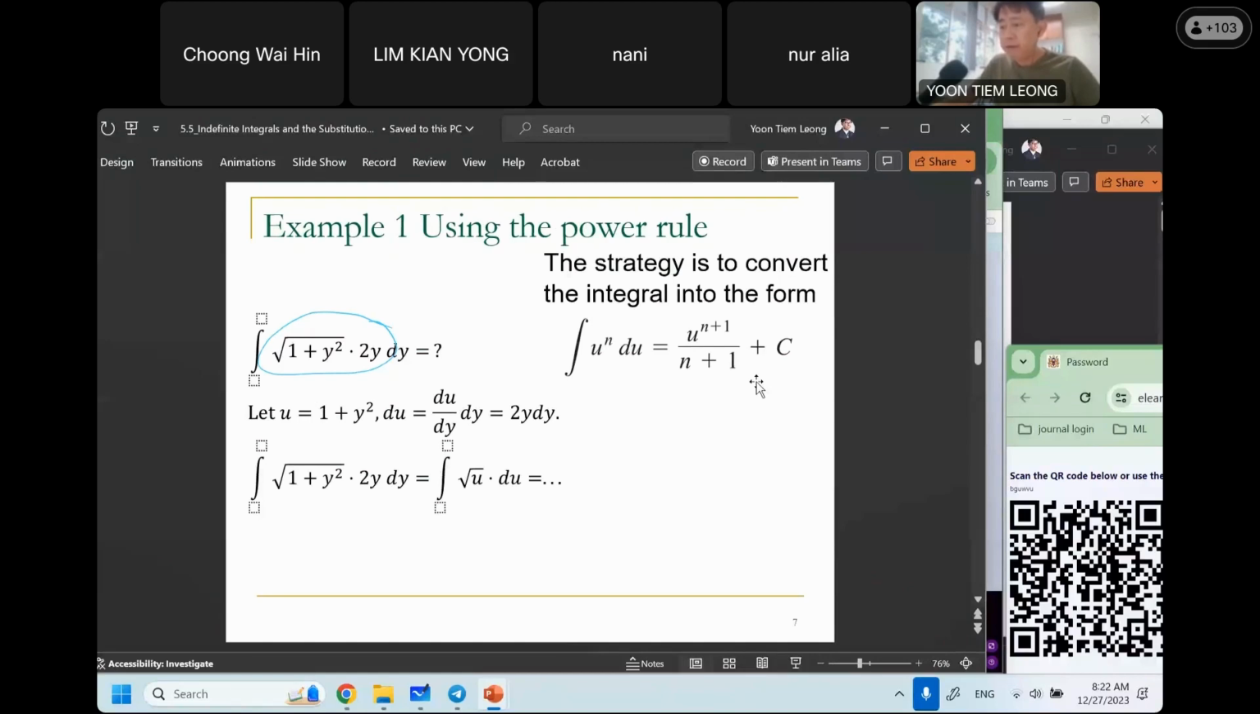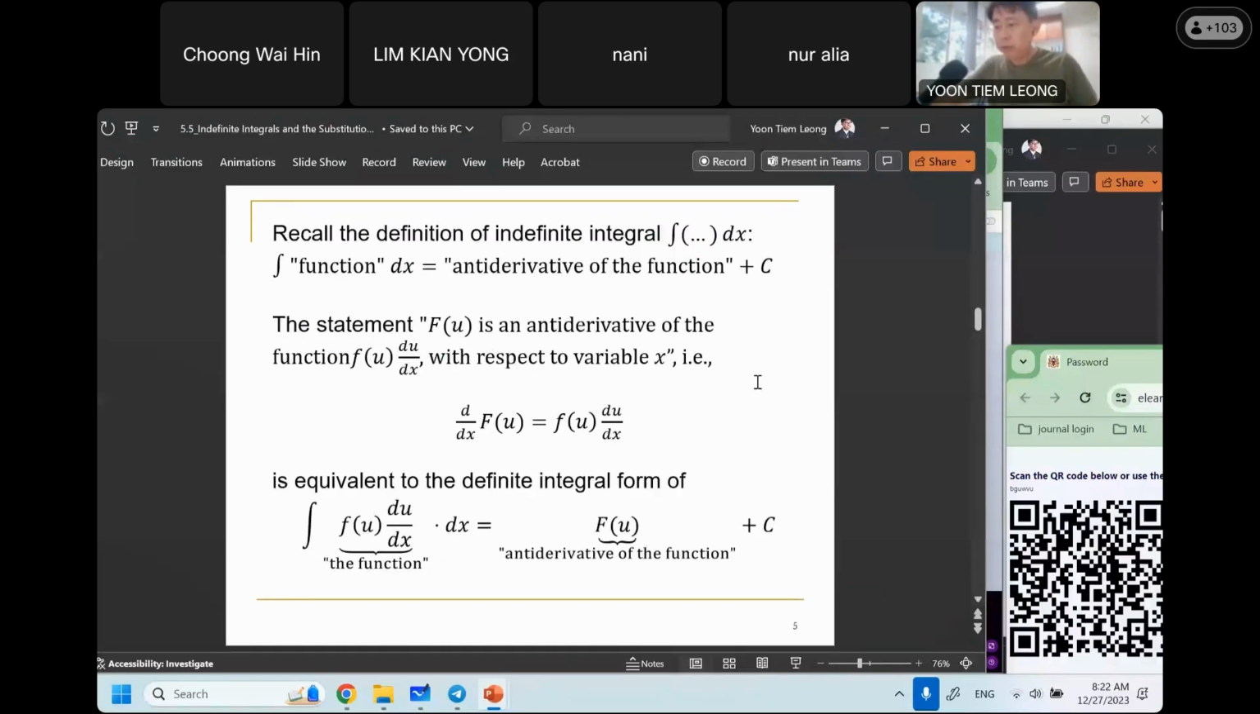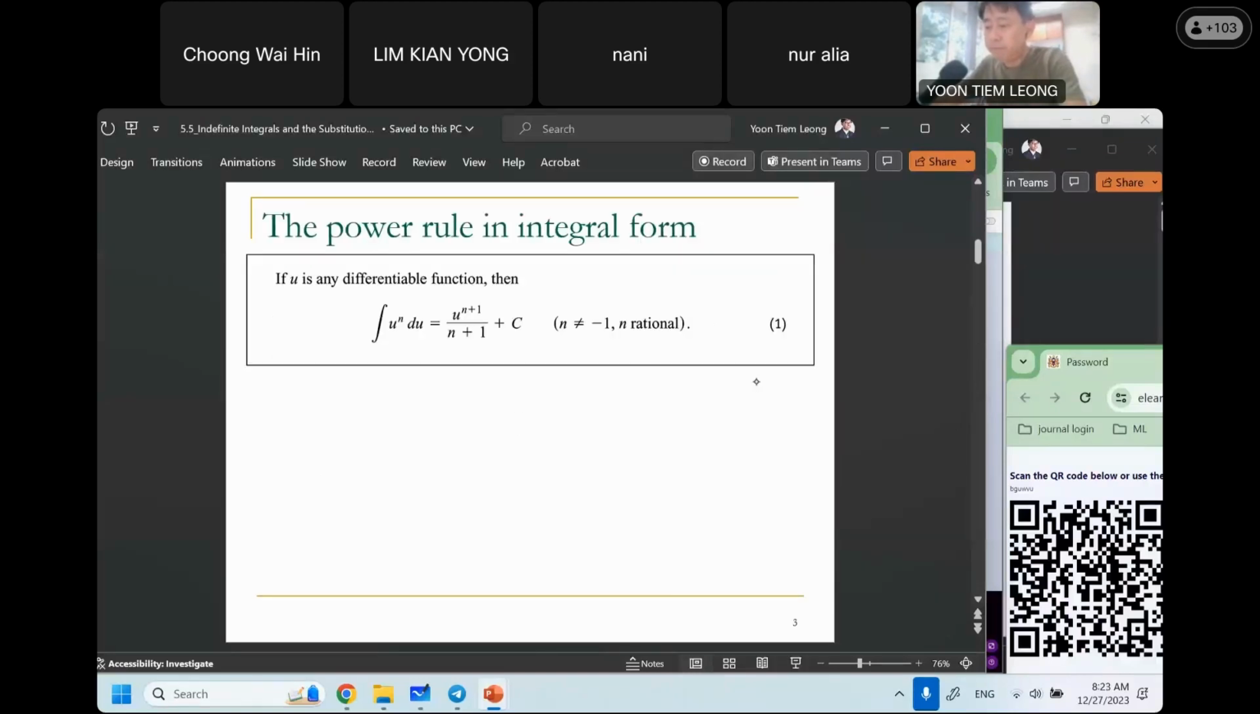So the first thing we are going to learn today as a trick to perform integrations is what we call the power rule. The power rule says that if you have a function in the form of u to the power n and you're asked to integrate it, then you use this formula. Of course, this is just a formula and people use it easily. What I want to do here is to explain how this formula comes about.